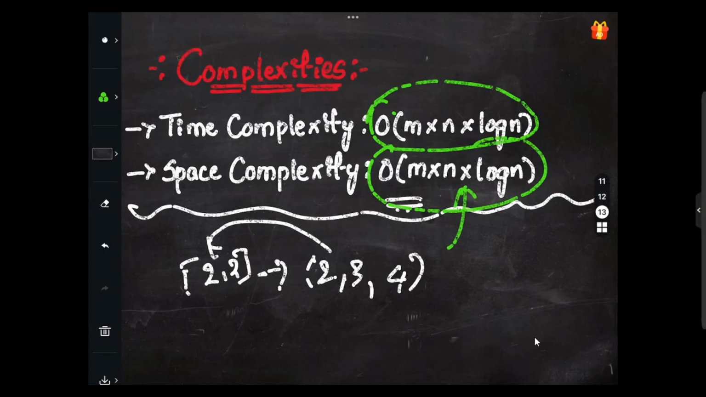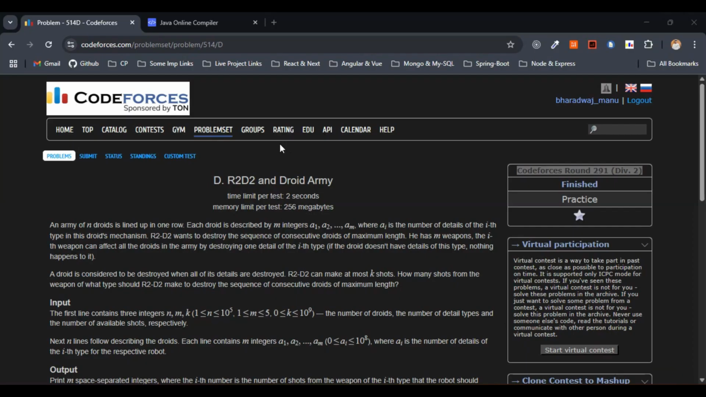So this is the time complexity and the space complexity for the code that we'll be writing in the future. They would be big O of m into n into log n respectively for both, right? So now, as we are completely familiar with the approach and the complexities, we are good to write the code. Let's start writing the code here.